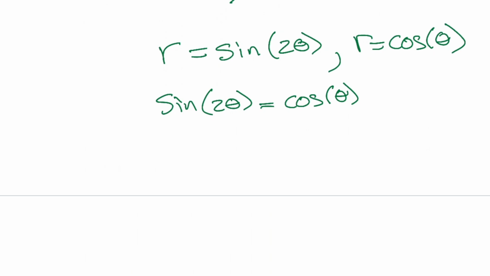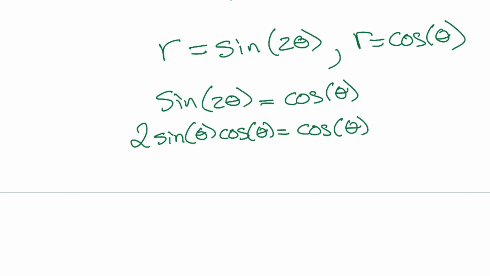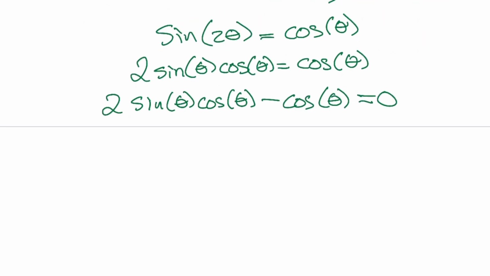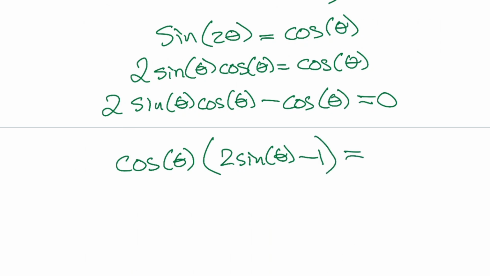Look at this and say, okay, how am I going to solve this equation? I have 2 theta on the left, theta on the right. If I'm going to solve it, I'm going to need the same exact argument. So I can use the double angle formula for sine. Specifically, sine 2 theta is 2 sine theta cosine theta. I know that you're tempted to cancel cosines, but don't. So I have 2 sine theta cosine theta minus cosine theta equals 0. Factoring, this gives me cosine theta times 2 sine theta minus 1 equals 0.